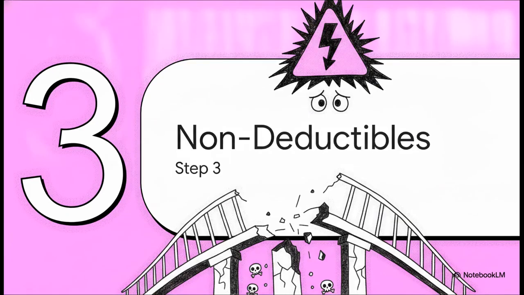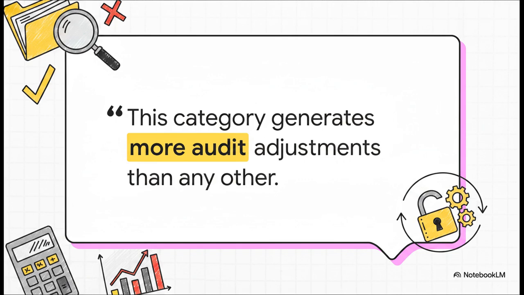Okay, on to Section 3. Watch out for non-deductibles. We're approaching the third and, quite frankly, the most dangerous pillar of our bridge. Seriously? I want you to slow down and pay attention here. There's a bit of an unspoken rule in the corporate tax world. This specific category generates more audit adjustments than any other.